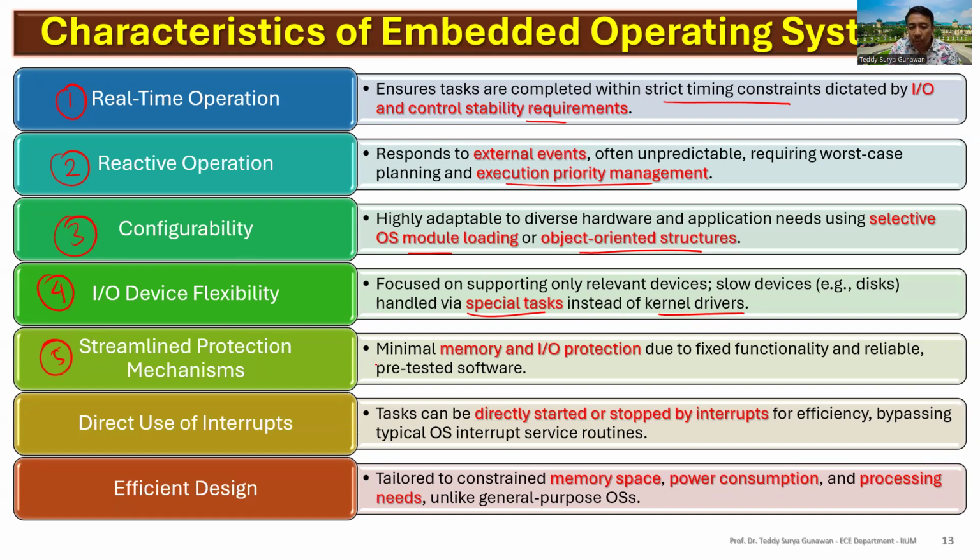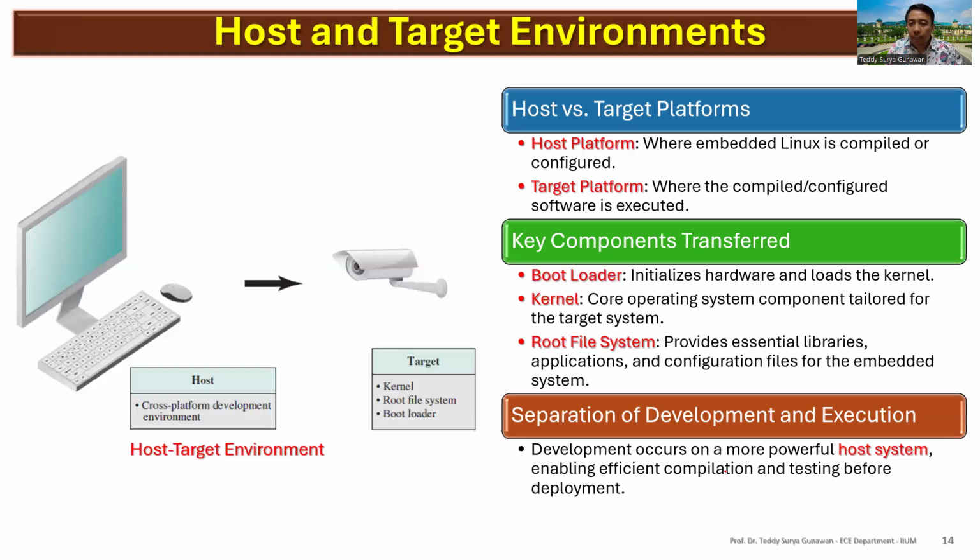Streamlined protection mechanism. What it means is it has minimal memory and I/O protections. It's very minimal. Number six is direct use of interrupts. The task can be directly started or stopped by interrupts. The last one is efficient design, tailored to constrained memory space, power consumption, and processing needs, unlike a full OS.